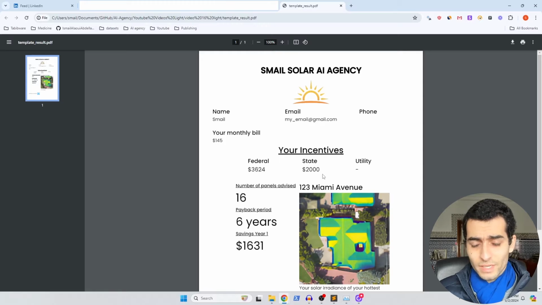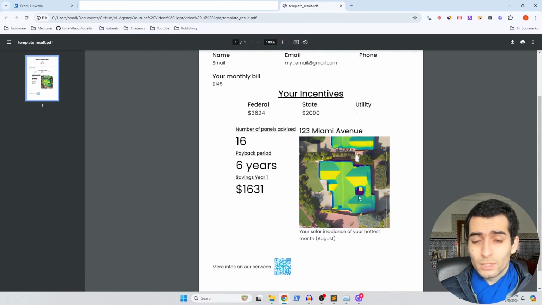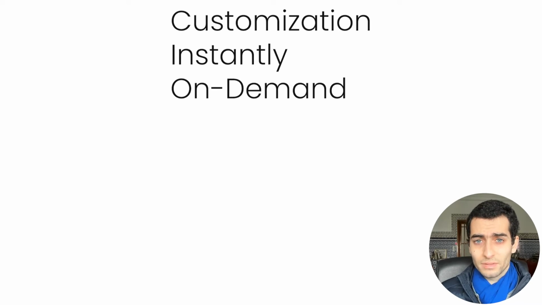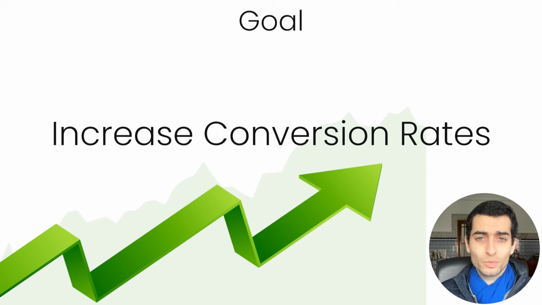This PDF contains multiple insights that the lead may benefit from: the number of panels that the Google Solar API advises to install, the payback period, as well as the savings during the first year. And it will also show a satellite view of the lead's house with solar irradiance of the hottest month. So basically it's customization instantly and on demand. And the goal of this is to really increase conversion rates from Facebook ads.